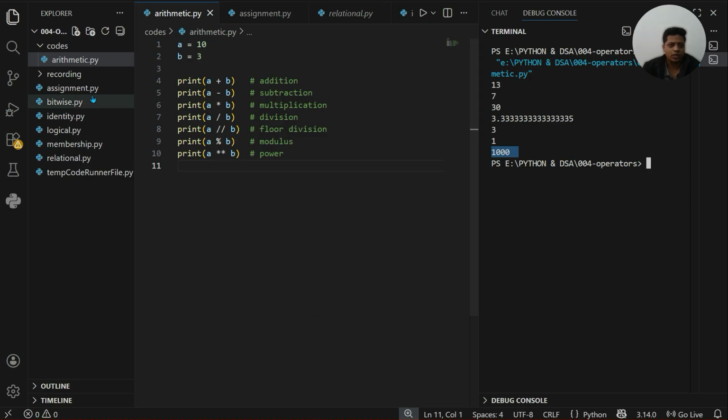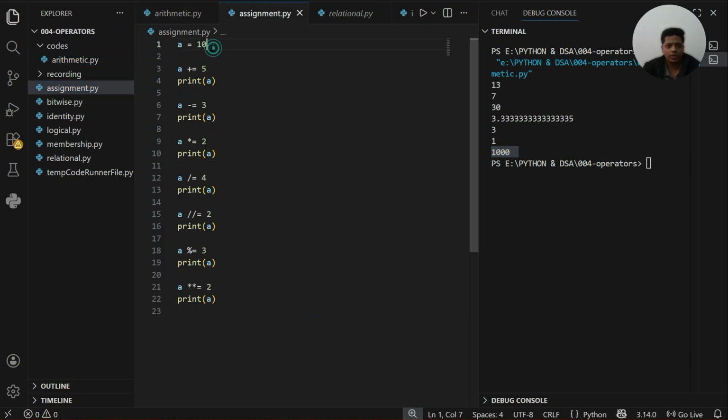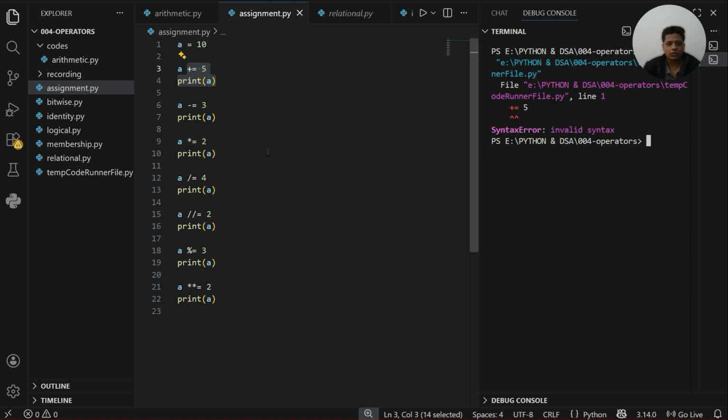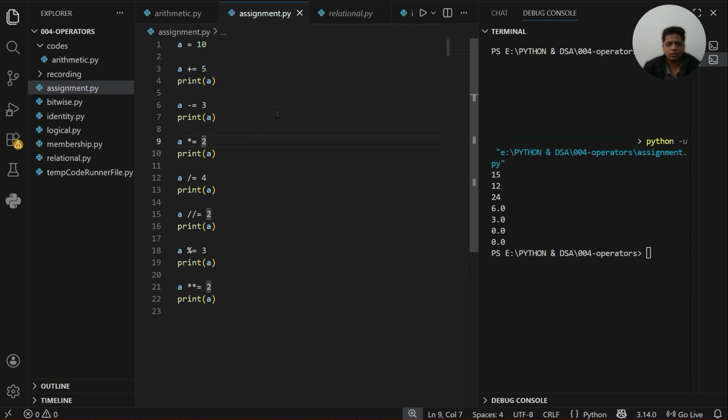Let's see the program for the assignment operator. This is the program. A is equal to 10 is given. Now A plus equals to 5. Let's run this program first. I will just clear the earlier output. Now running this program. Let's see. A is equal to 10. A plus equals to 5 means 10 plus 5, it is 15. Then A minus equals to 3. Now A is 15, so 15 minus 3 is equal to 12.